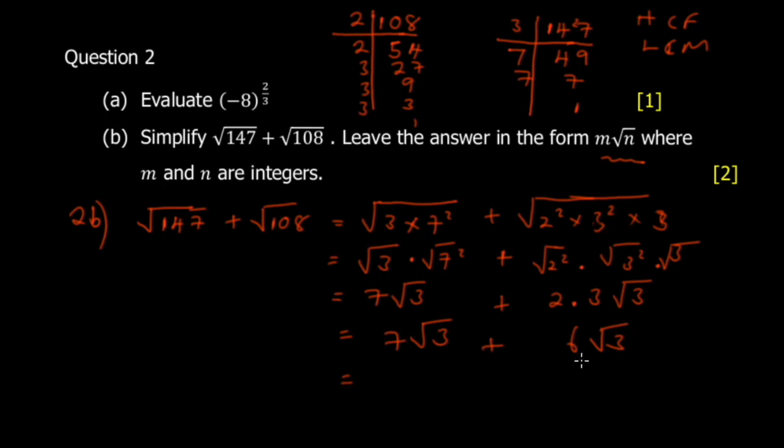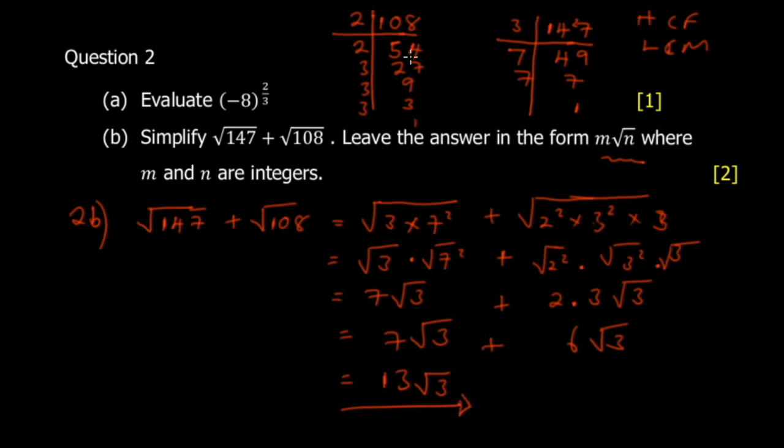Then here, they are the same. So you're essentially adding 7 square roots of 3. So you can imagine you have square roots of 3, you have 7 of them. Here you have 6 of them. So what do you get? You get 13 square roots of 3. So this would be your answer.